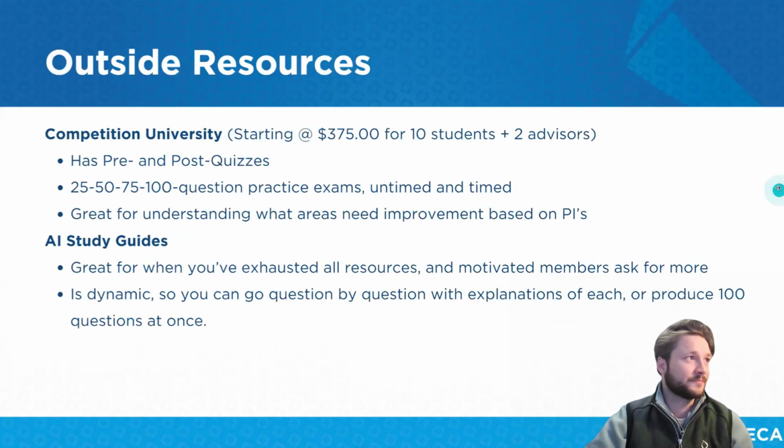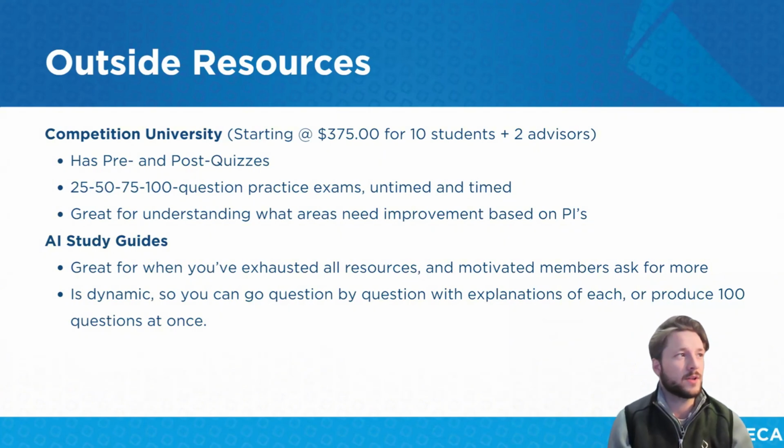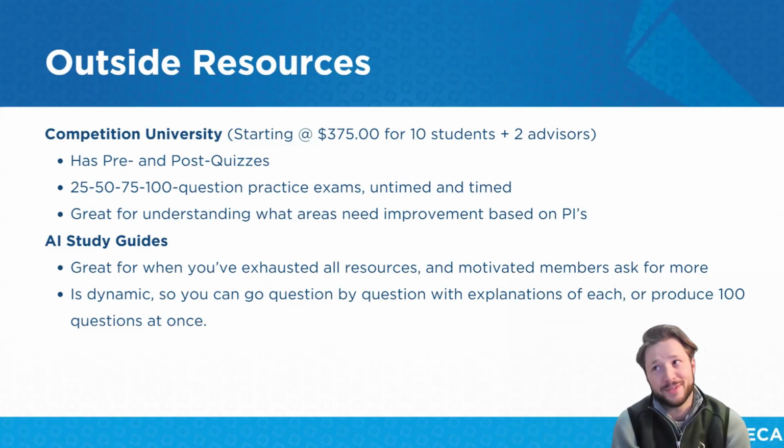some other ways. Some outside resources, like I did mention AI, so I'll start there. Great for when you've exhausted all resources and you got some motivated member who's begging for more. And you've got that one, you know what I'm talking about. They've gone through DECA Plus. They're pushing through Answer right now, and next week they're not going to have anything.